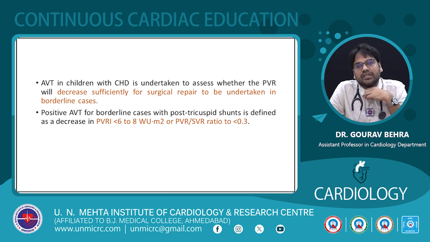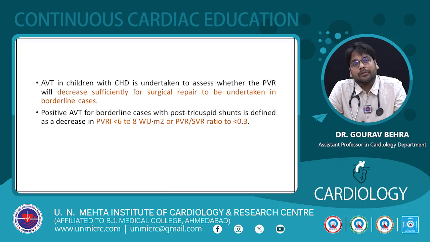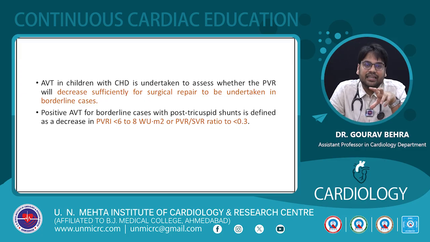Okay, positive for borderline cases with post-tricuspid defects is defined by certain parameters, like PVR less than 6 or PVR to SVR ratio of 0.3. These are some of the criteria usually looked at for operability.